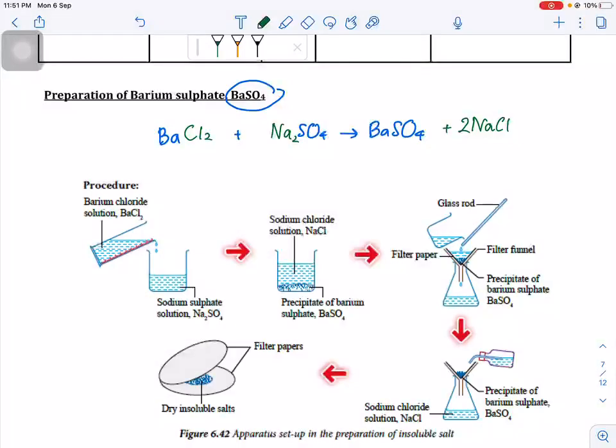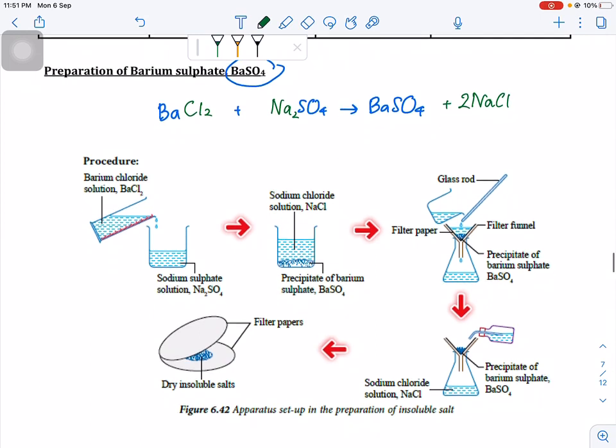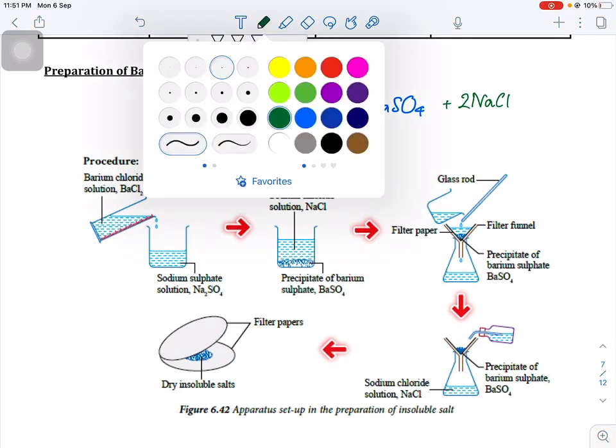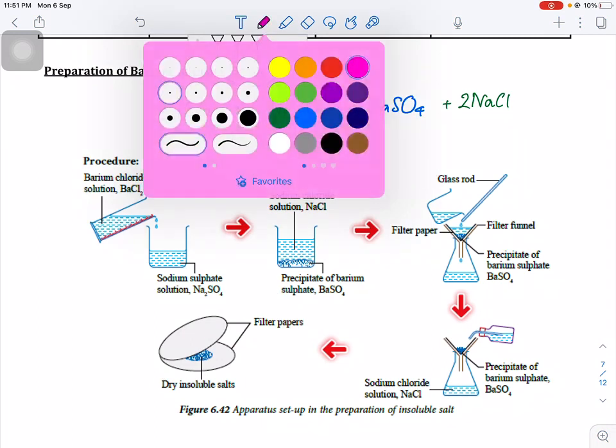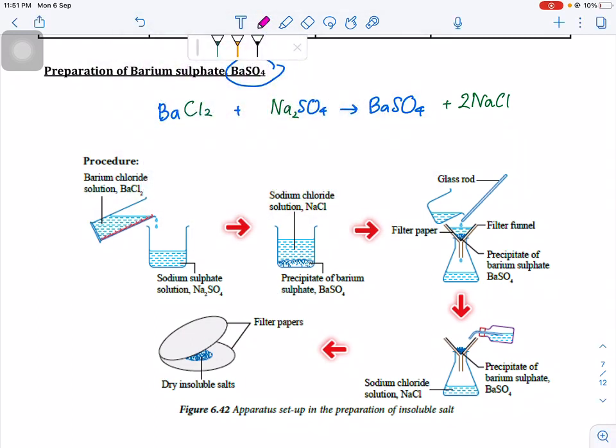To here. Okay. So, because barium chloride and sodium sulfate is a soluble salt, dua-dua larut. So, it's very easy to handle this experiment. You just measure. Kita hanya perlu measure the salt, the soluble salt, and mix them. Campurkan dia dalam in the same beaker.